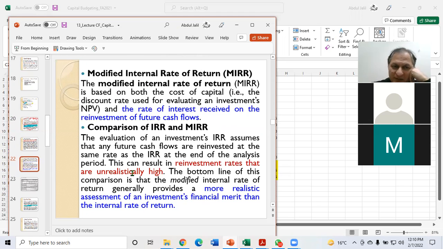Okay, there's some difference between modified internal rate of return and simple internal rate of return. The simple internal rate of return is that which makes the balance between total benefits and total cost. Both are going to be exactly equal to each other. But modified internal rate of return is considering the reinvestment rate as well.